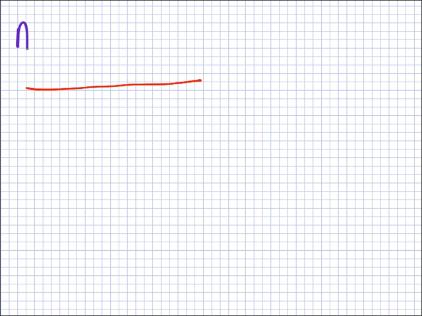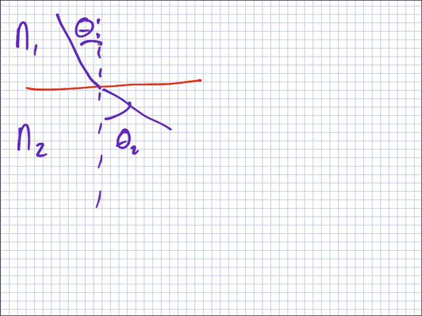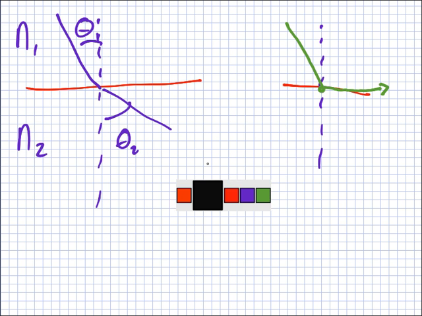So let's say this is N1 and this is N2, and there's the normal. The light comes in at one angle and then goes out at another angle, theta 1 and theta 2. What we would like to do is, can we choose an angle here that will make the light move along the boundary? And the answer is we could. Let's see what the formula says.